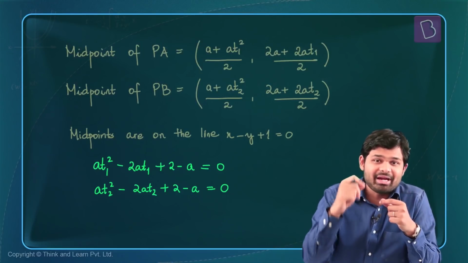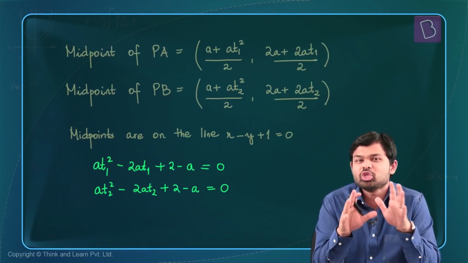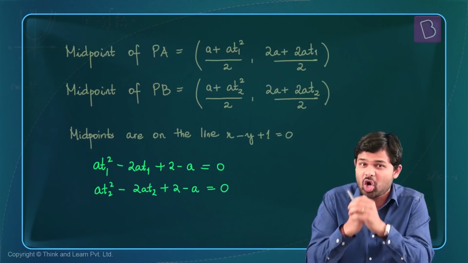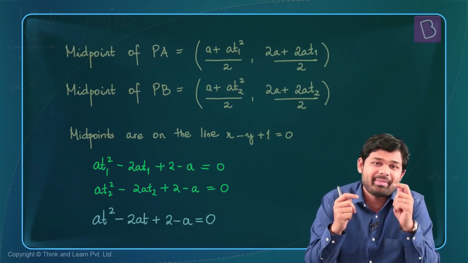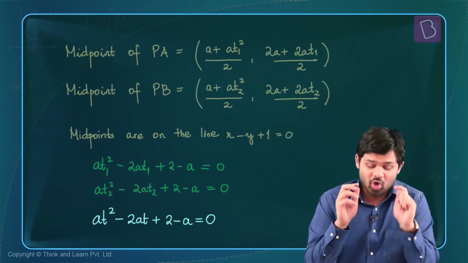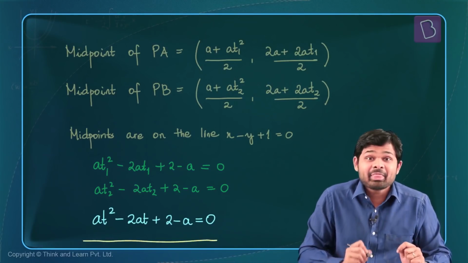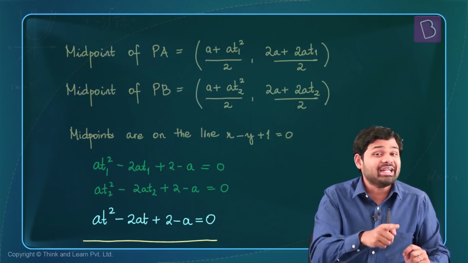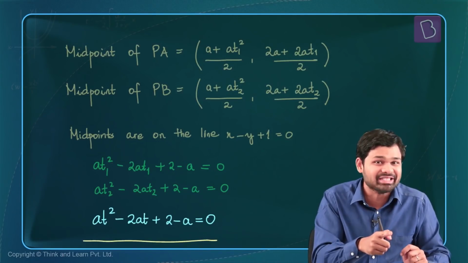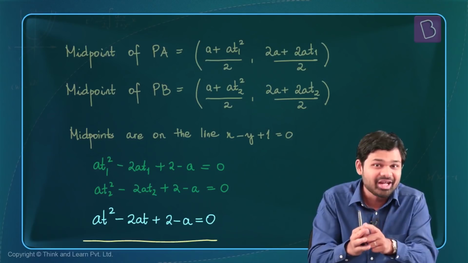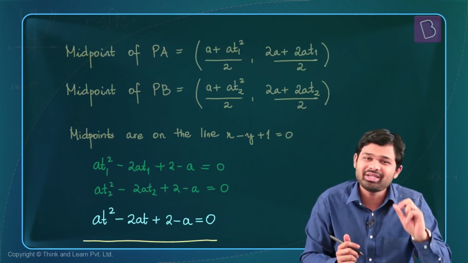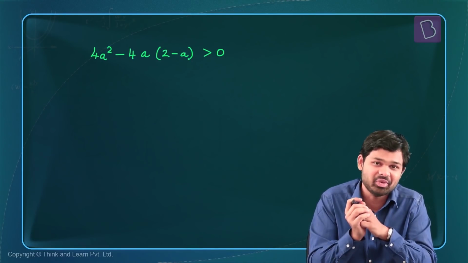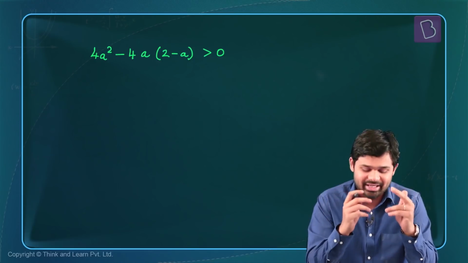So using the midpoints of PA and PB, I got these two equations, and they look identical, right? So if I replace t1 and t2 with a common variable t, I get at² minus 2at plus 2 minus a equal to 0. Now I have a quadratic in t, and I am certain that this quadratic has two distinct solutions. Why? Because t1 and t2 are distinct, because A and B are distinct points, correct? So I have a quadratic equation with two distinct solutions. That means the discriminant is going to be greater than 0.